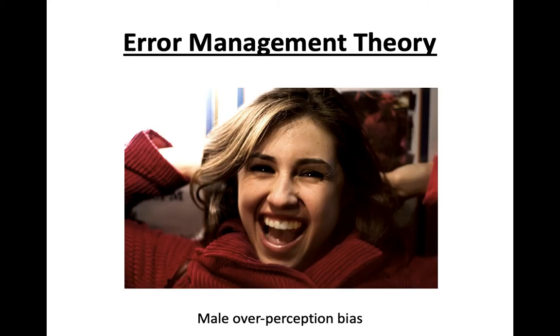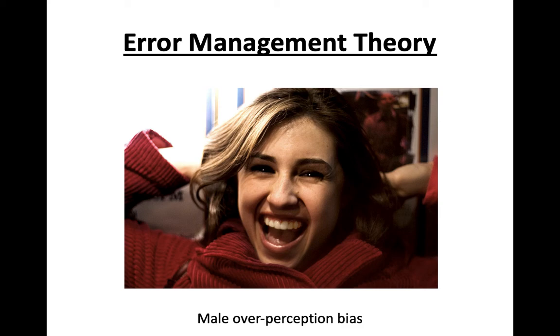All right, here's another example of error management theory. That was error management theory when it comes to survival, but it is also applied to mating and reproduction. This is something known as male overperception bias. Consider something as simple as seeing a smile from somebody. It's ambiguous. It could signal that the person is just being friendly or just being nice. It could also signal sexual interest.